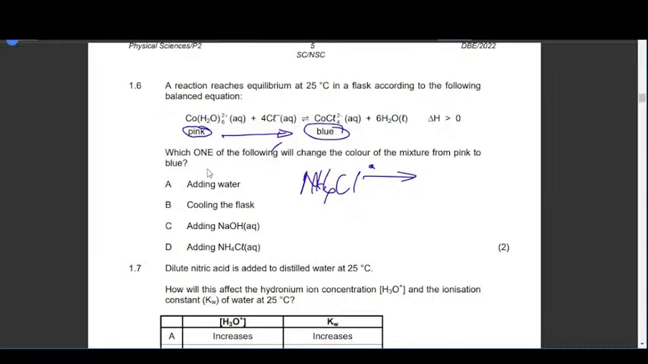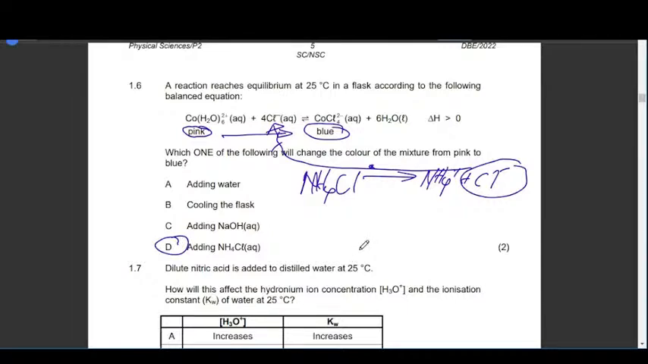It's going to give me ammonium ion plus a chloride. So this chloride, it will be more here. When it's more here, what's going to happen? It means that it's going to create a disturbance. And this disturbance is going to cause the reaction to shift to the right. And then the color will change from pink to blue. So the answer will become D.